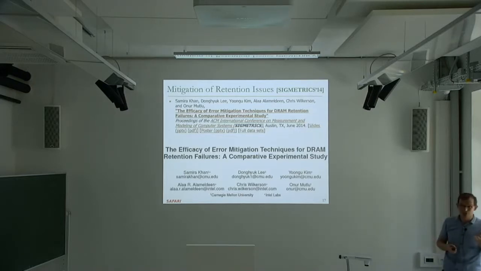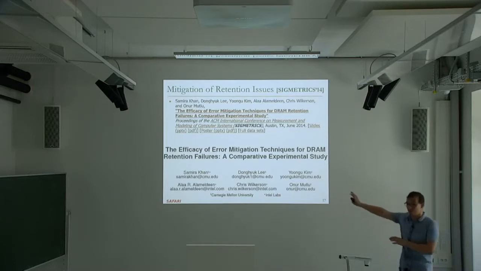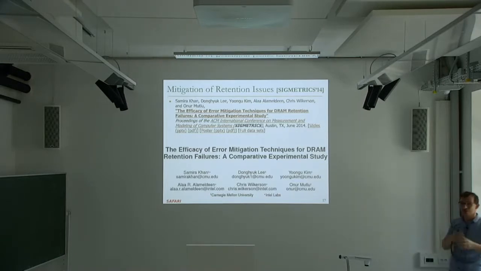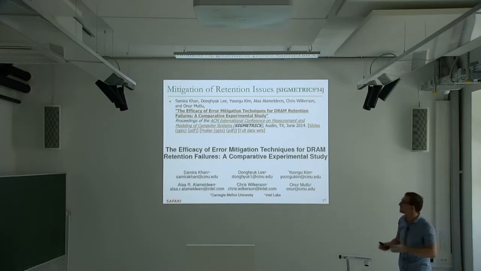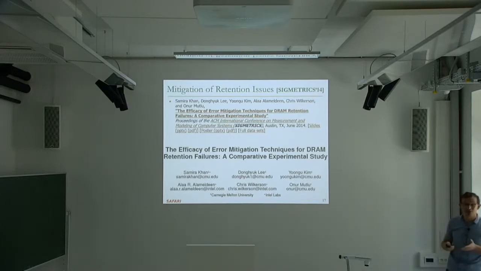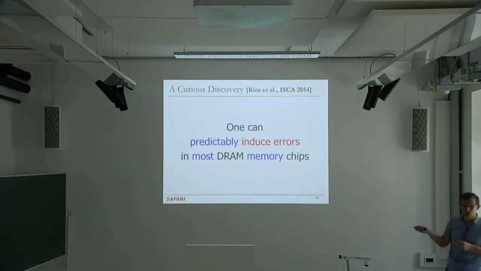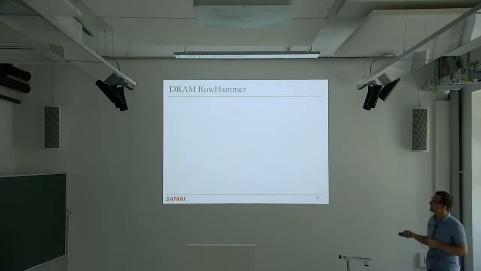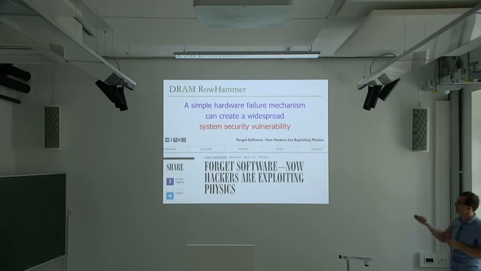And one of the issues that we wanted to study was read disturb errors. We were also doing studies with our flash infrastructure that I will show you later on. Flash memory has a lot of error mechanisms, like read disturb mechanisms. Whenever you read a row, rows around it are disturbed, meaning that you affect those rows. And we wanted to study whether this effect exists in commodity DRAM also. And essentially, we found out that is the case. You can predictably induce errors in most DRAM memory chips. And this is now known very well as the RowHammer problem. But it's essentially a simple hardware failure mechanism that can create a widespread system security vulnerability.